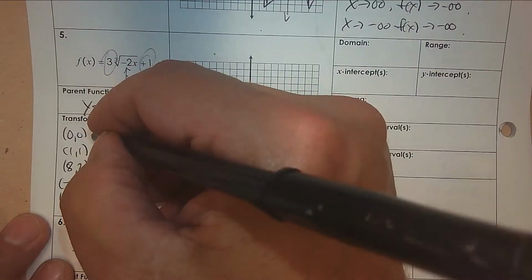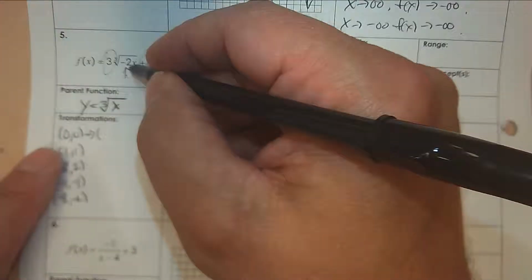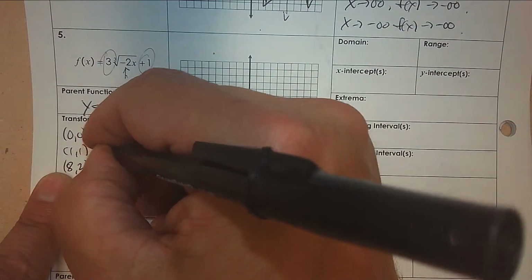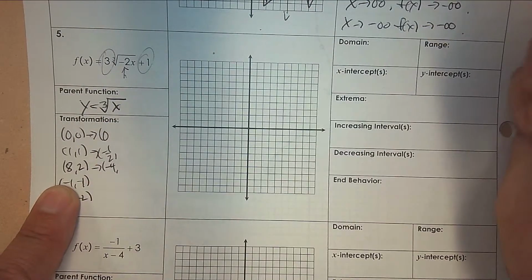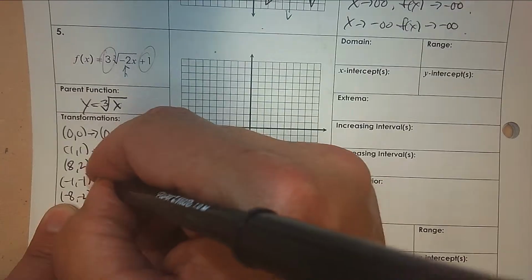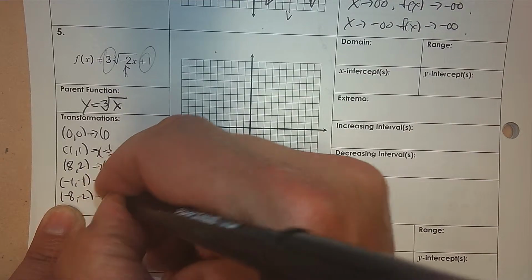So let's change the points. So the x, divide by negative 2. That's 0. That's negative 1/2. And that's negative 4. This one would be positive 1/2, and this one would be positive 4.